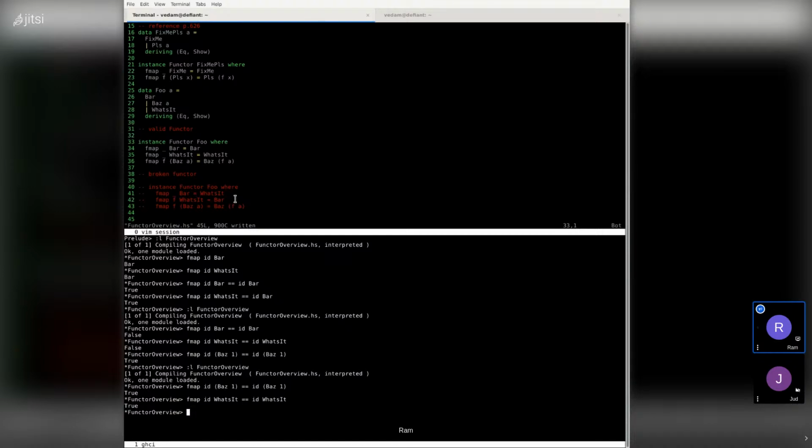If we check id on all three of these, we have our sum type all properly identity preserved, and you could check the other two to make sure that composition and the other things are all working. The point is the laws are what is not enforced by the Haskell type checker.